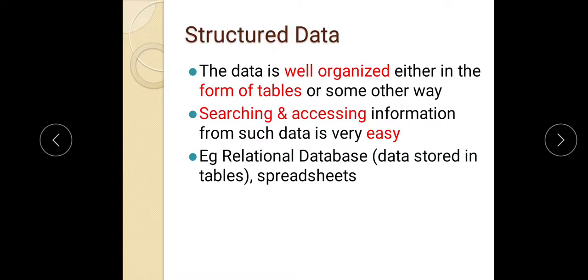Structured data. Here the data is well organized, either in the form of tables or some other way. Data can be well organized if we can store the data in the form of tables. That is a systematic way of storing data. That is why it is said that the data is well organized in structured data, either in the form of tables or some other way.